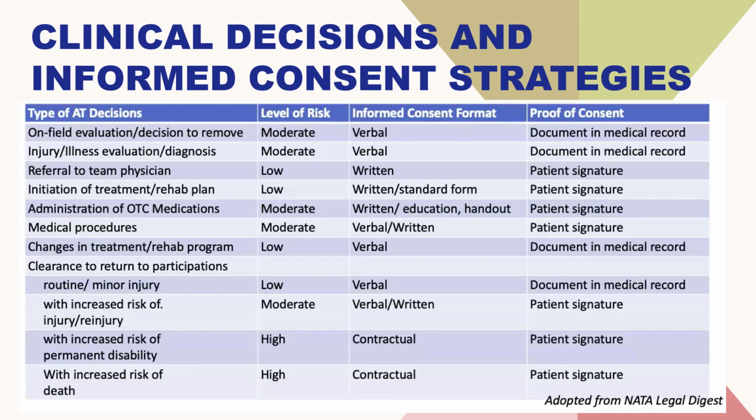Here is a chart of clinical decisions and informed consent strategies. We have different types of athletic training decisions: the level of risk, the informed consent format, whether verbal or written, and the proof of consent, which is a standard form. It may be an acknowledgement form regarding the ADA medication or even educational handouts. If you are giving a patient or telling them to take an over-the-counter medication, you can provide them with prepared documentation or education on hand.